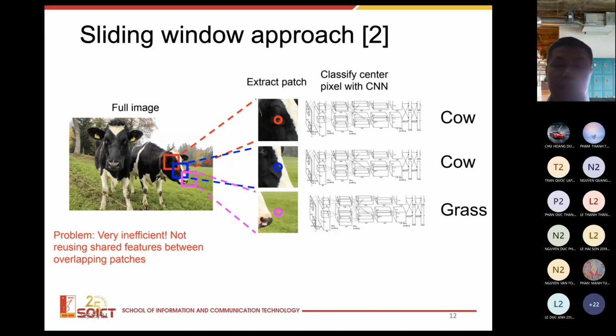Okay, so this approach is not very efficient, and it does not reuse shared features between overlapping patches, right? For example, when you move from this pixel to the next labeled pixel, the surrounding window doesn't change much, right? But in the way you're doing it like this, you don't reuse the shared features between overlapping patches, so it's not efficient, right?